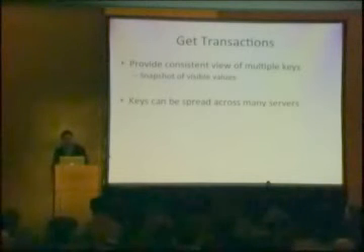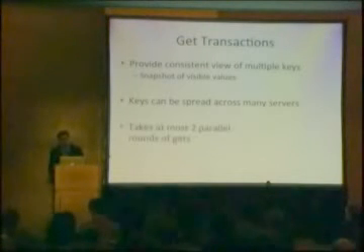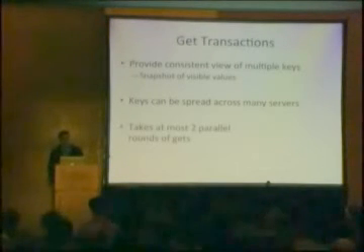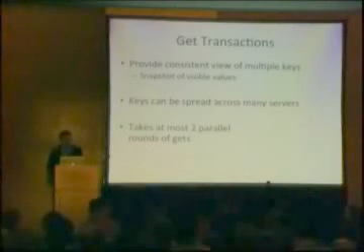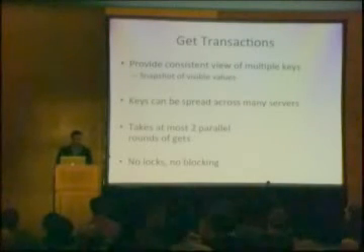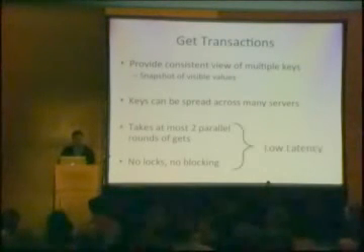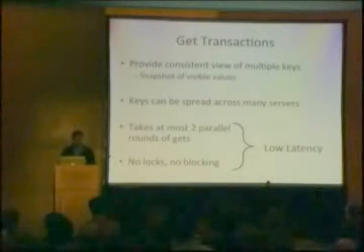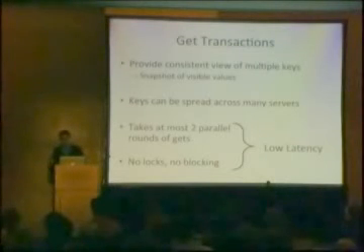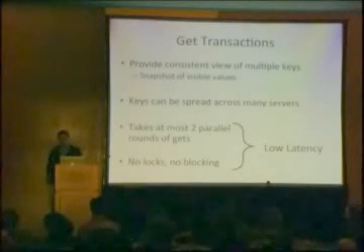Some of the other properties of these get transactions are, one, that they take at most 2 parallel rounds of get operations in the local area to complete. And we do them without any locks and without any blocking. These two properties are really important because they allow us to continue to guarantee low latency, even though we're giving you a consistent view of multiple keys spread across many servers.